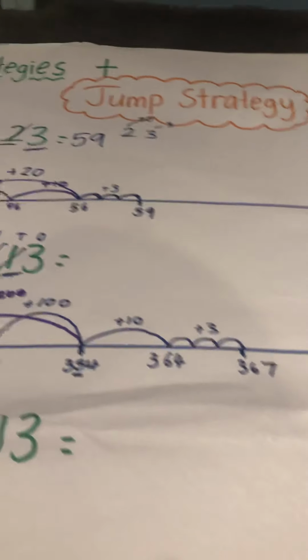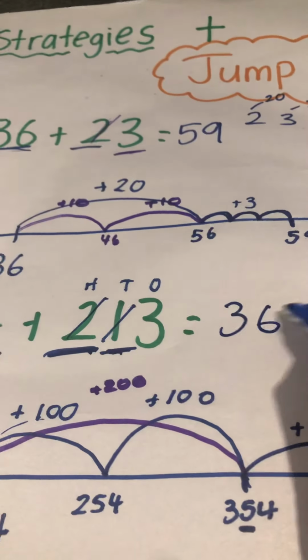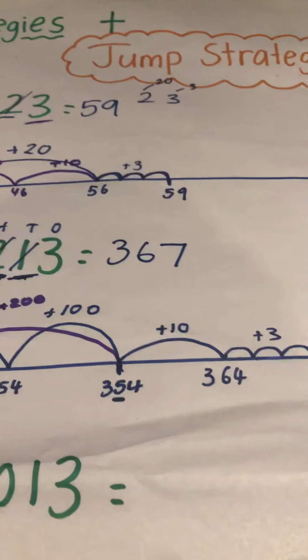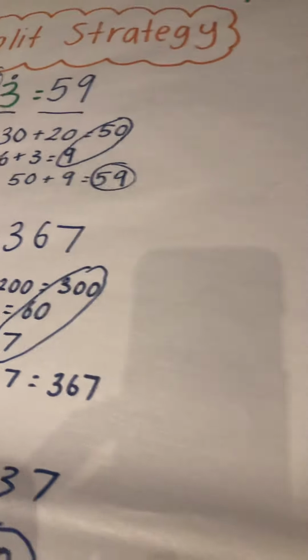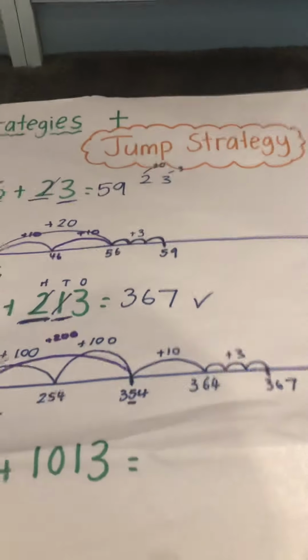I don't want to just leave it like that so that my teacher doesn't know what my answer is. I'm going to write it up here. Okay, 367, and I again will check my answer with split strategy, and yep, it is the same. So I'm pretty sure that is going to be correct on both sides.